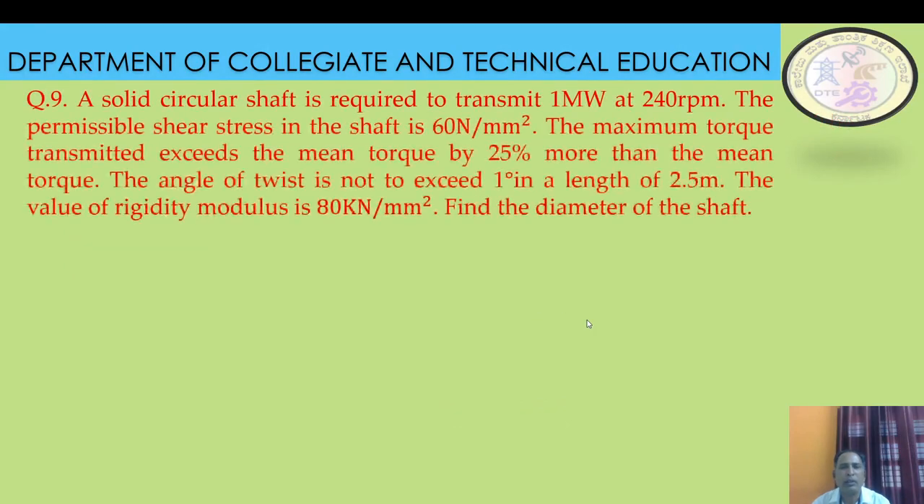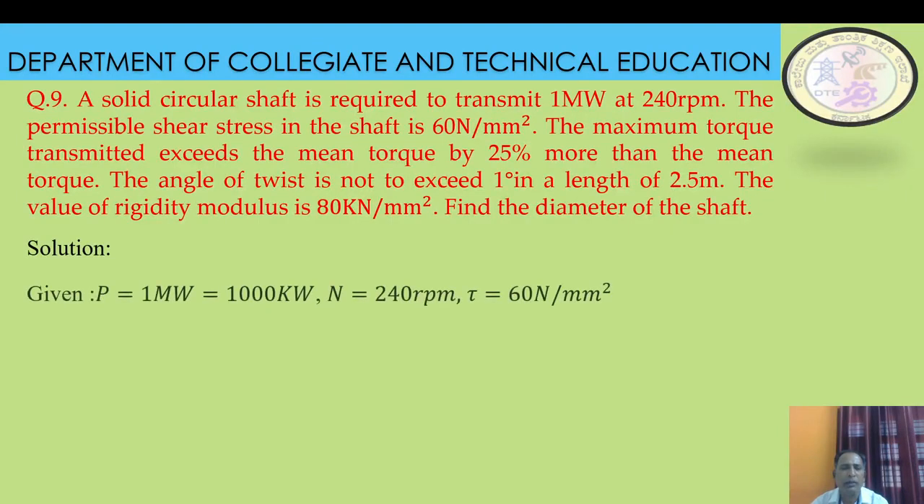Next problem. A solid circular shaft is required to transmit 1 megawatt at 240 rpm. The permissible shear stress in the shaft is 60 Newton per mm square. The maximum torque transmitted exceeds the mean torque by 25%, more than the mean torque. The angle of twist is not to exceed 1 degree in a length of 2.5 meter. The value of rigidity modulus is 80 kilonewton per mm square. Then find the diameter of the shaft.